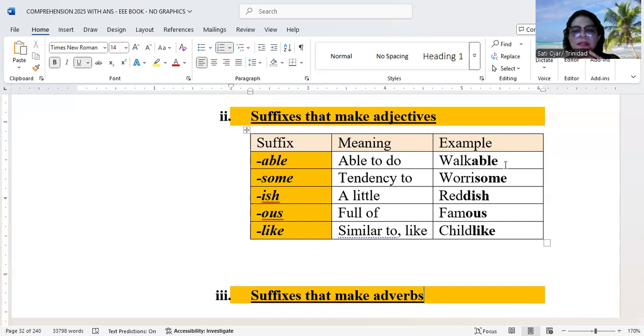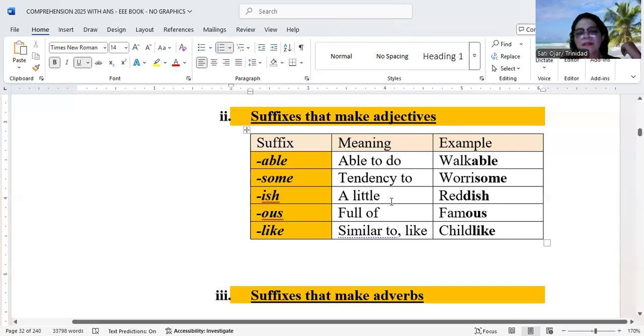Ish means a little. What does reddish mean? Reddish means it's a little red. Right? Junior, ous means full of. What does famous mean? Full of fame. Fame, right?